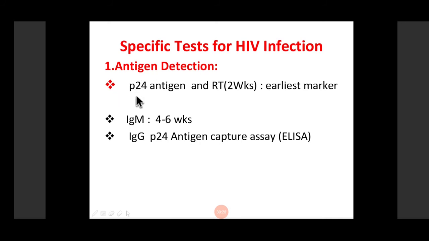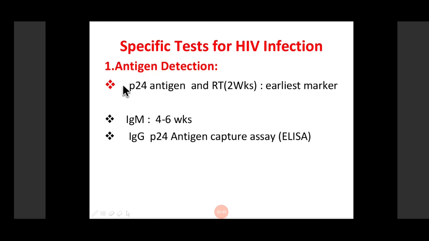Now this P24 antigen is present even in the window period. Then reverse transcriptase is positive in 2 weeks. All these tests are positive in the earliest manifestation and are very commonly done in routine practice. And IgM antibodies against the viral antigens are usually present after 4 to 6 weeks of infection. IgM is shortly followed by IgG for the P24 antigen.